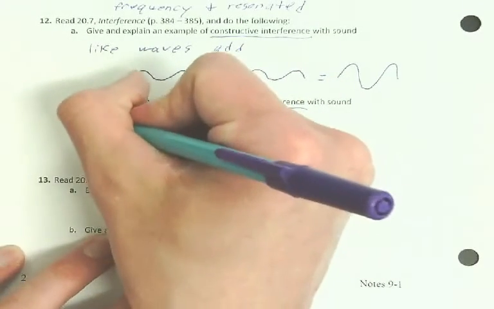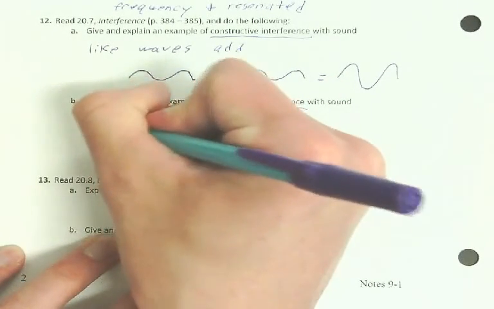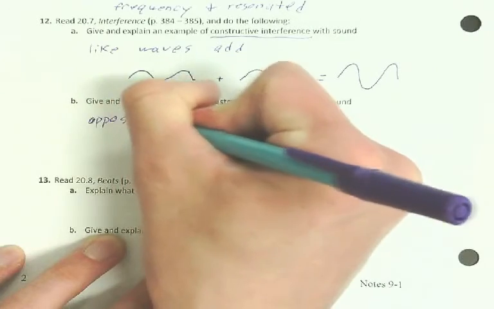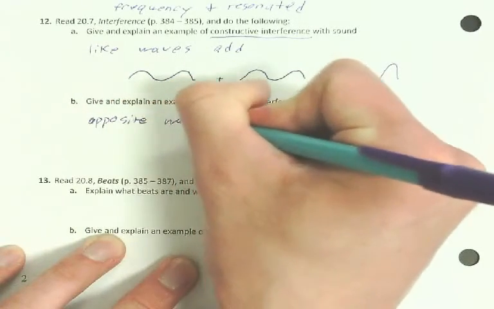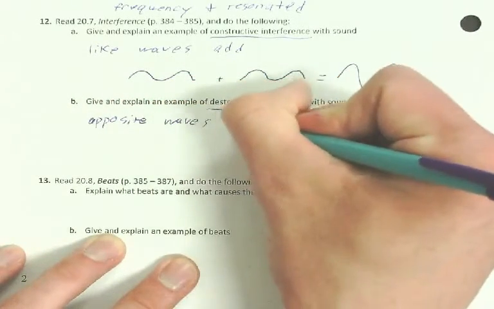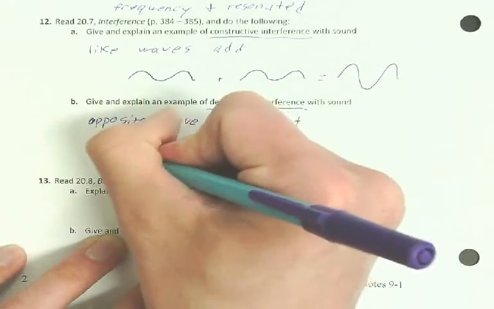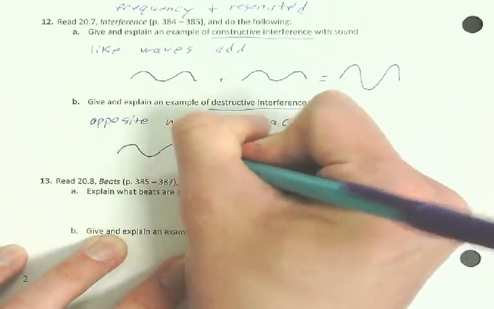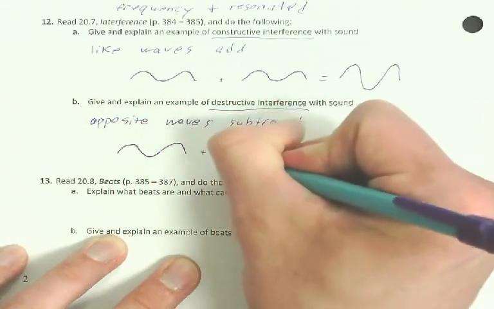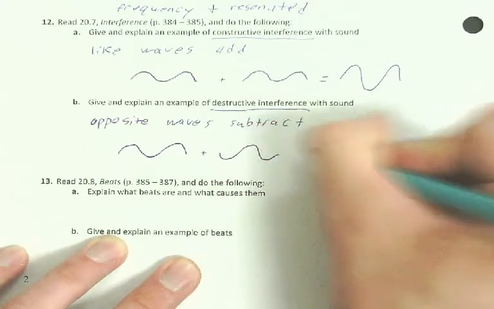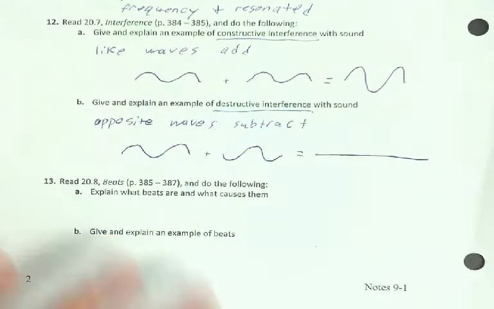Destructive interference is where opposite waves subtract. So a positive wave plus the opposite equals nothing, because they cancel each other out.